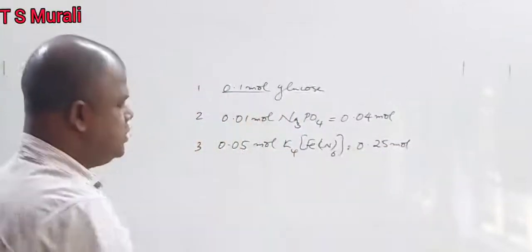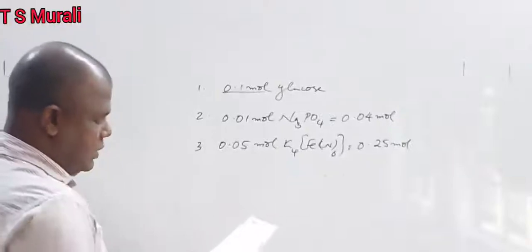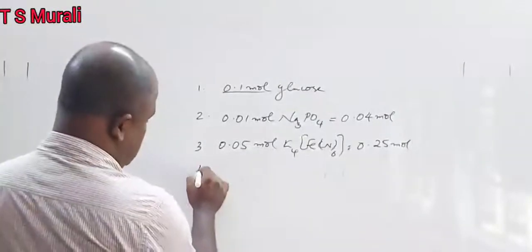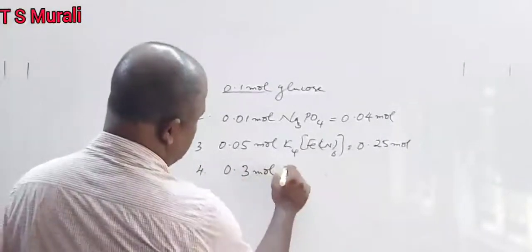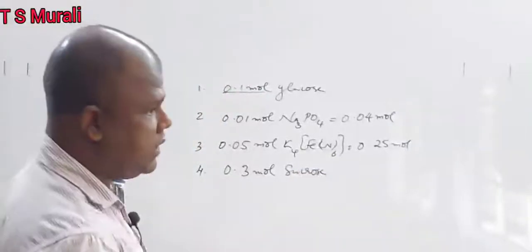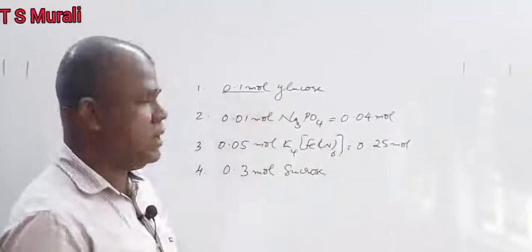0.25 mole of particles are present in the third one. The last one is 0.3 molal sucrose, so 0.3 mole of sucrose. Sucrose and glucose cannot dissociate, they are non-electrolytes. So the numbers of particles are 0.3, 0.25, 0.04 and 0.1.